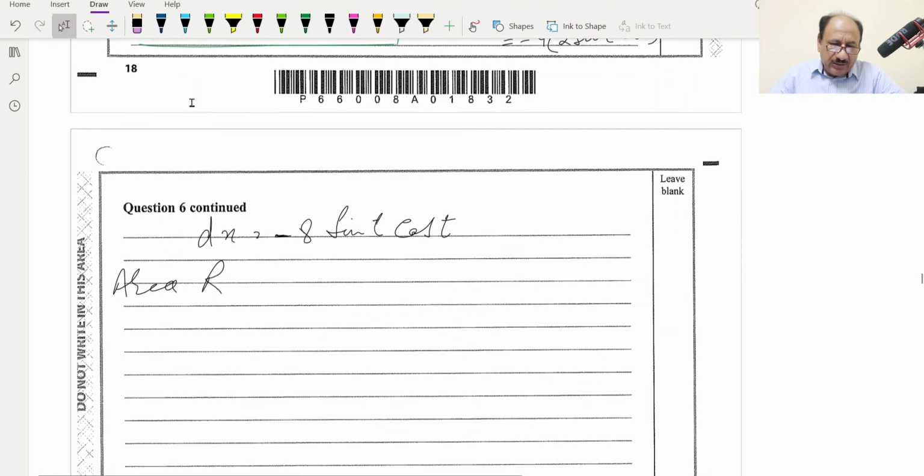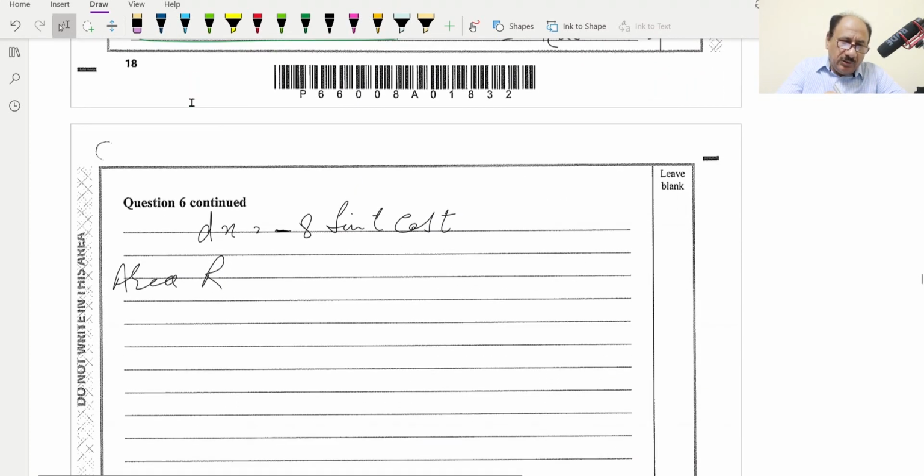Now this is the second part, which we are going to start from here. So this is the second part. So what is the area of R? The integral of 4 sin t, and first we will find the limits.